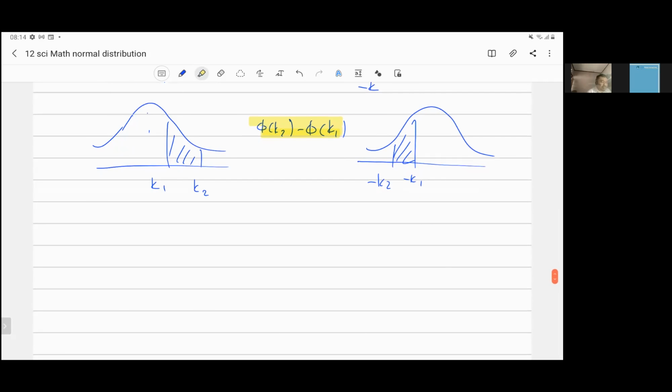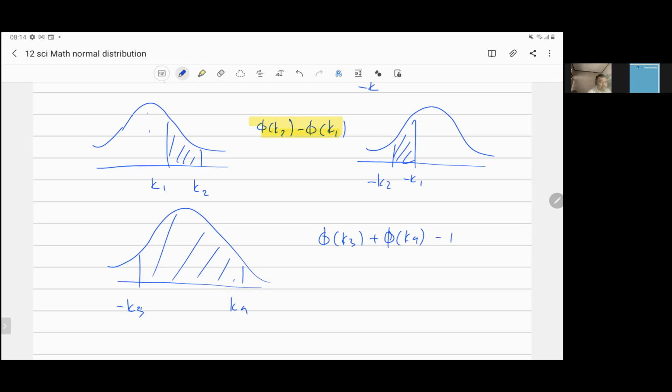And the last formula, if we have between a negative value, K3, and a positive value, K4, this is when we have phi of K3 plus phi of K4 minus 1. Oh, sorry, the minus 1 must be included. Okay, that's it. That is all the 7 possibilities of finding an area.